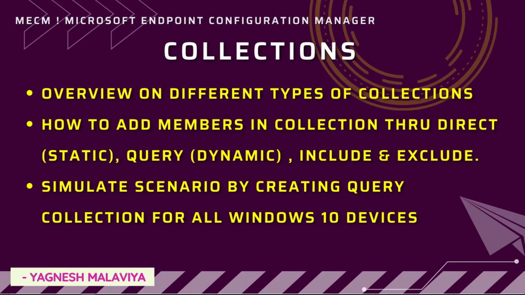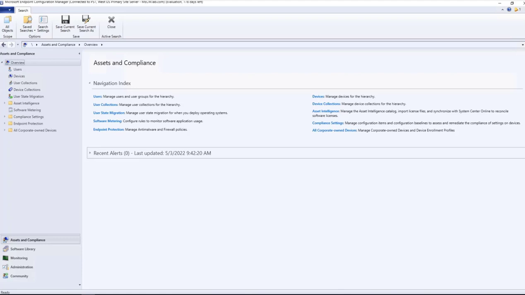In this video, we will gain more understanding of collections with different scenarios, different types of collections, and get an overview of it. Also, we will understand how to add members to a collection with 4 methods. That is direct, which is also called a static collection. Second is query, that is a dynamic based collection. Third, include collection. And fourth, exclude collection. All this we are going to cover in this particular video.